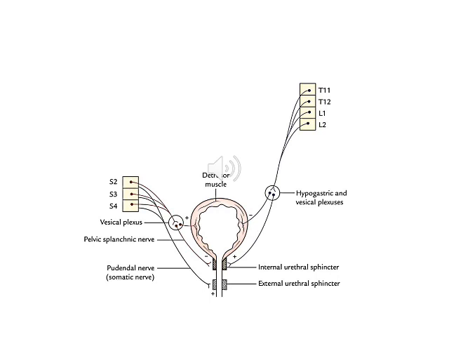In this picture you can see the parasympathetic fibers given by the pelvic splanchnic nerves, and the sympathetic fibers from the L1, L2 segments of the cord via the superior and inferior hypogastric and vesical plexuses.